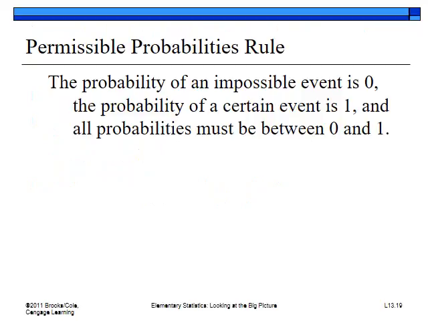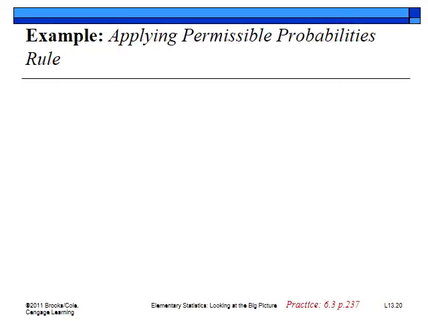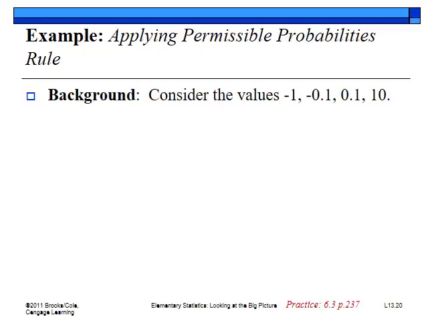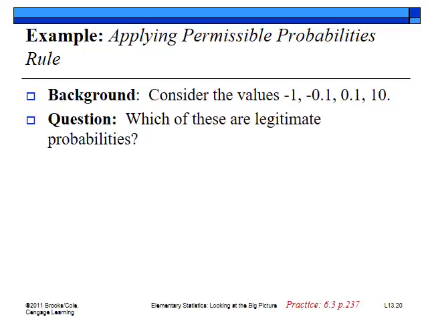So, the probability of an impossible event is 0. The probability of a certain event is 1. All other probabilities must be somewhere in between. For example, of these 4 numbers, which could possibly be a legitimate probability? Well, since probabilities have to be between 0 and 1, only 0.1 satisfies the rules.